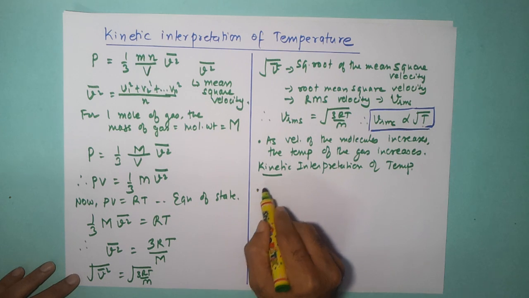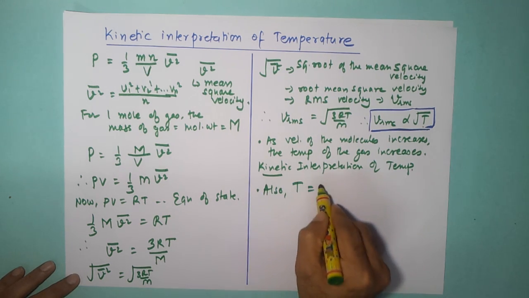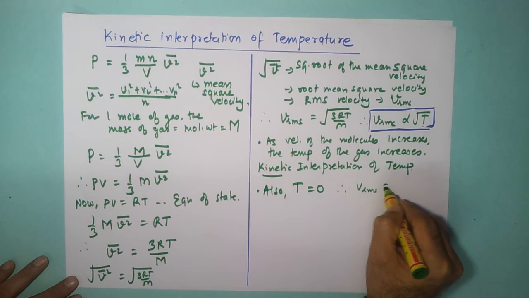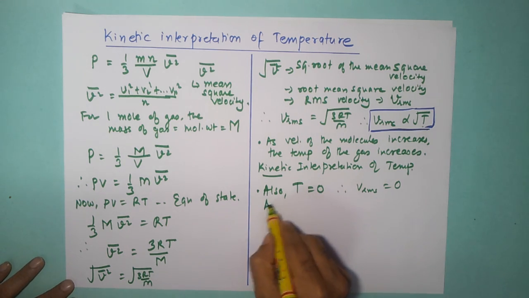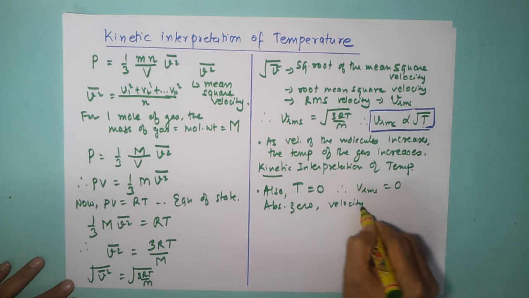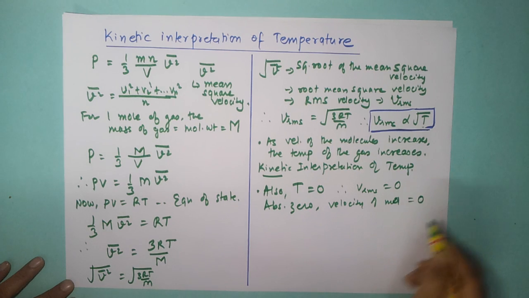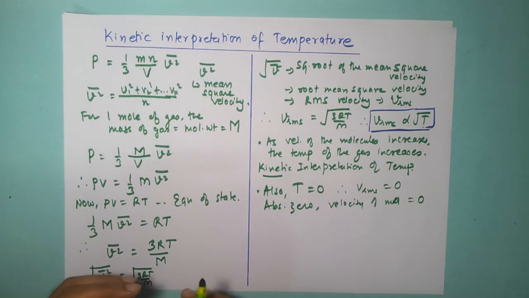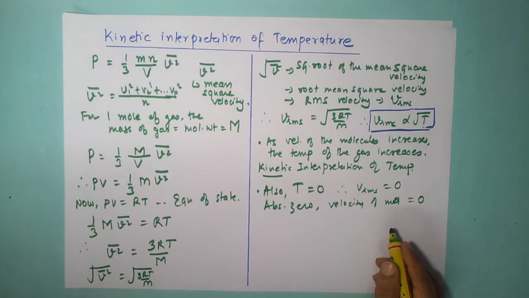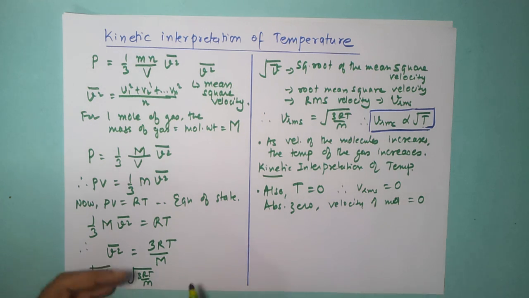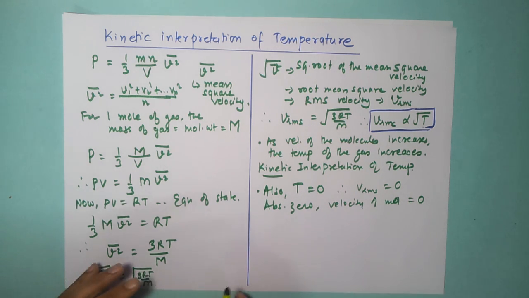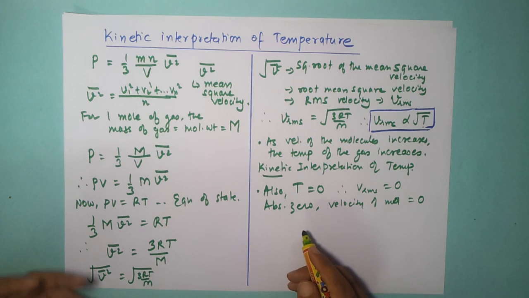Also, if I take, say, T equal to 0, where T is of course the absolute temperature, therefore V_RMS is equal to 0. Since T is 0, that means this is absolute zero. So at absolute zero, velocity of molecules is equal to 0. That means absolute zero is that temperature at which all the molecules stop moving. Their velocity becomes equal to 0. That is how kinetic theory defines absolute zero. It's that temperature at which all molecular motion ceases. So this is the kinetic interpretation of temperature.